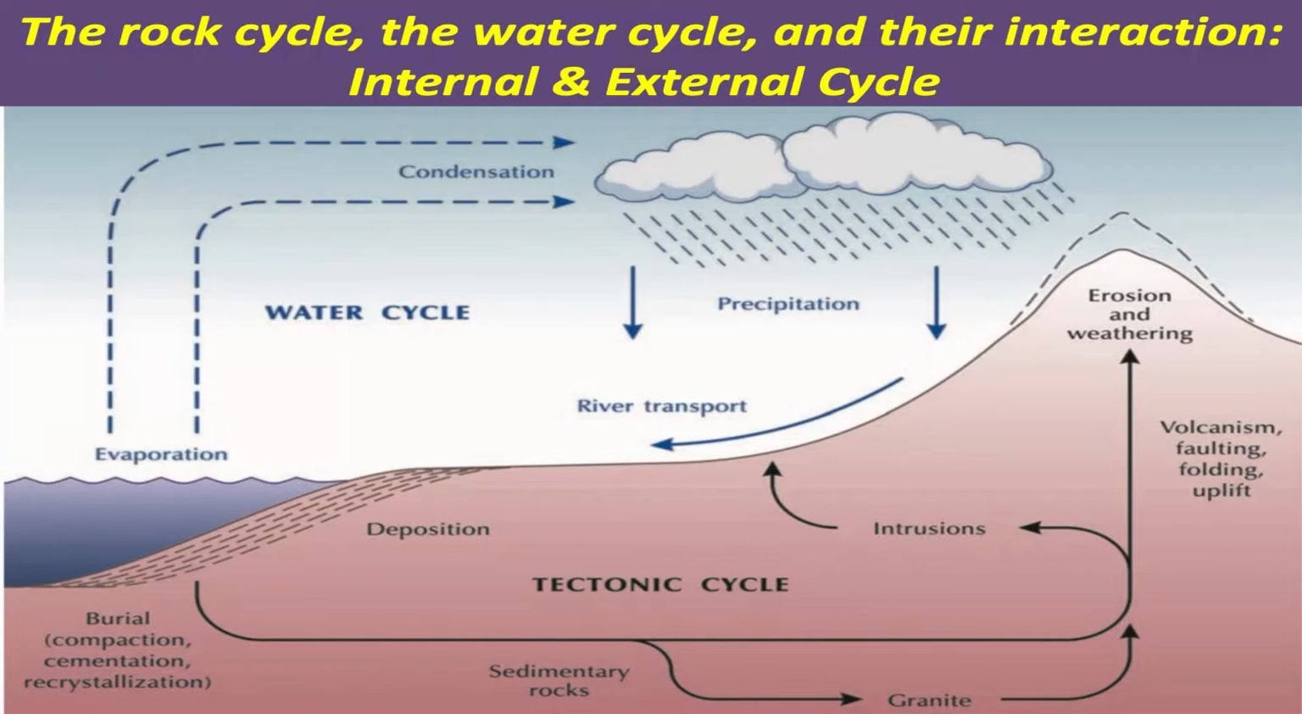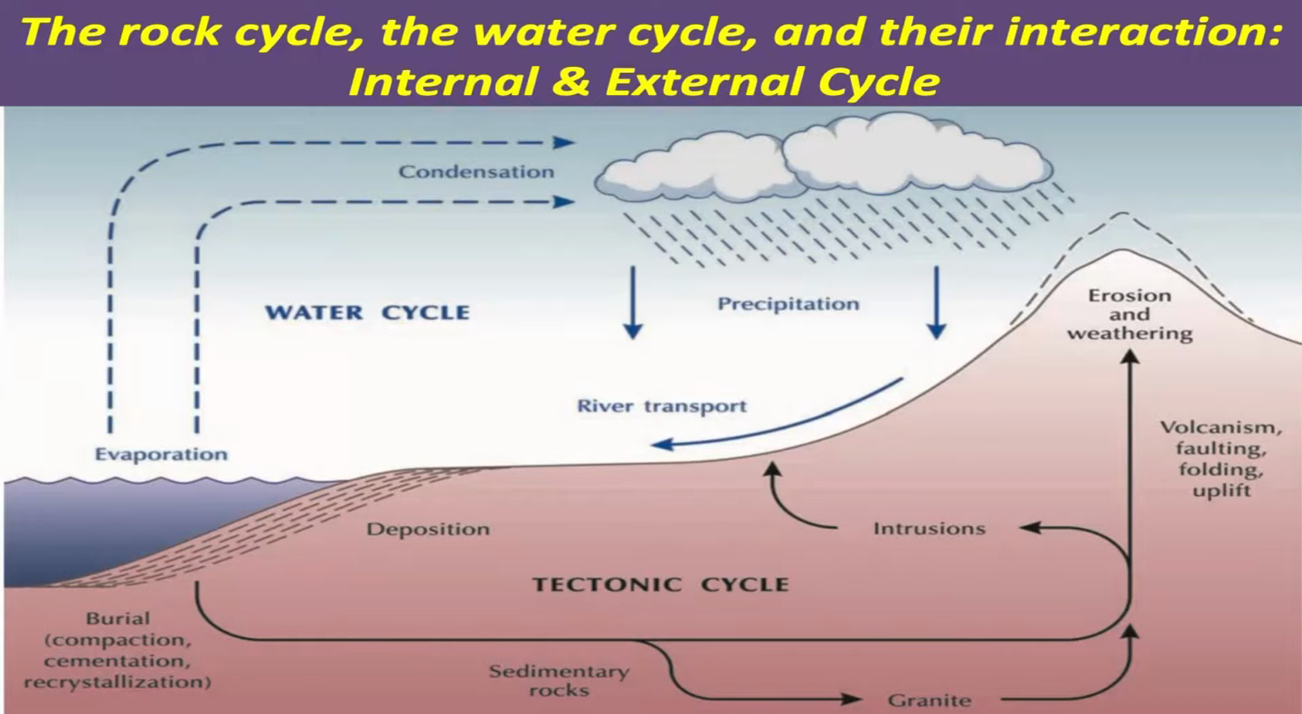Now the interconnection or interlinking of the rock cycle, water cycle, and the internal and external cycle. The internal cycle is the tectonic cycle, and the external cycle is basically the rainfall, river transport, and all that. So what you see here is the connectivity or the interaction of the internal and external cycle, or we can also say the rock and the water cycle.